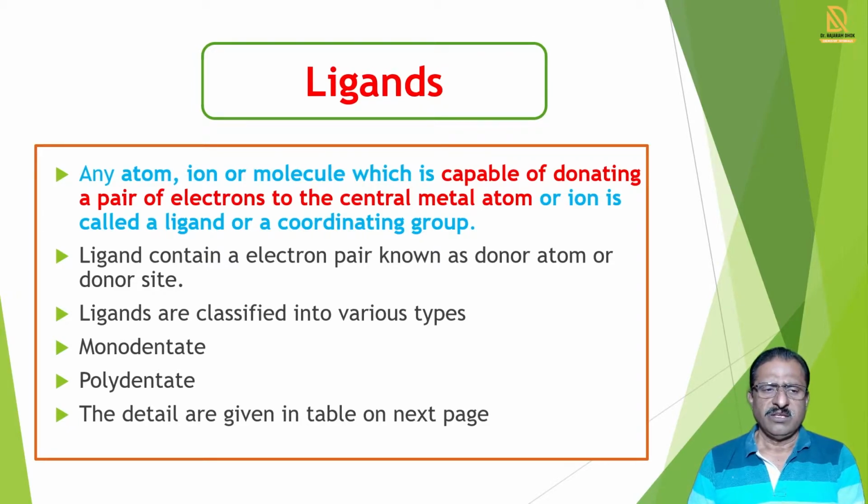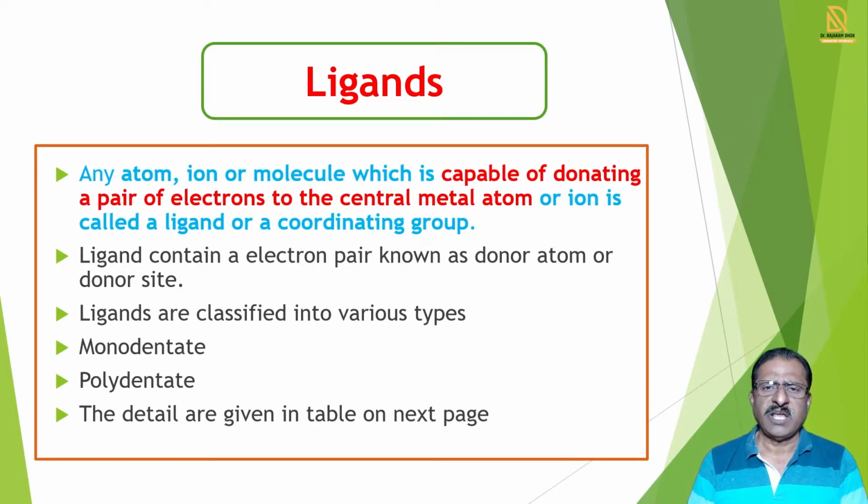A ligand is any atom, ion or molecule which is capable of donating a lone pair of electrons to the central metal atom or ion; that is called a ligand or coordinating group. A ligand contains a lone pair of electrons, and that lone pair has the capacity to donate to the central metal atom.